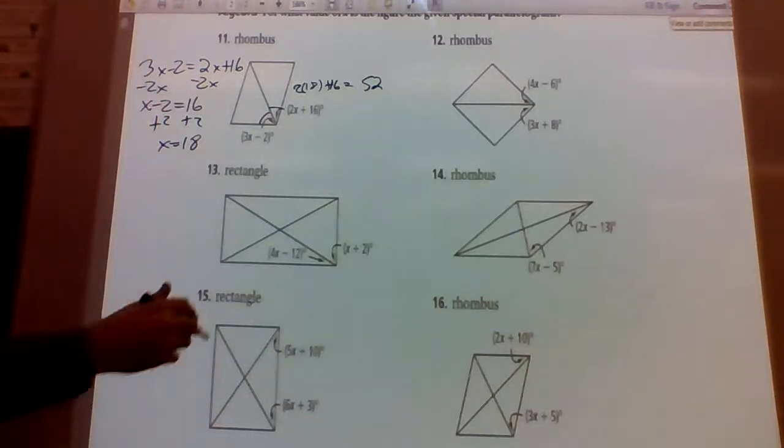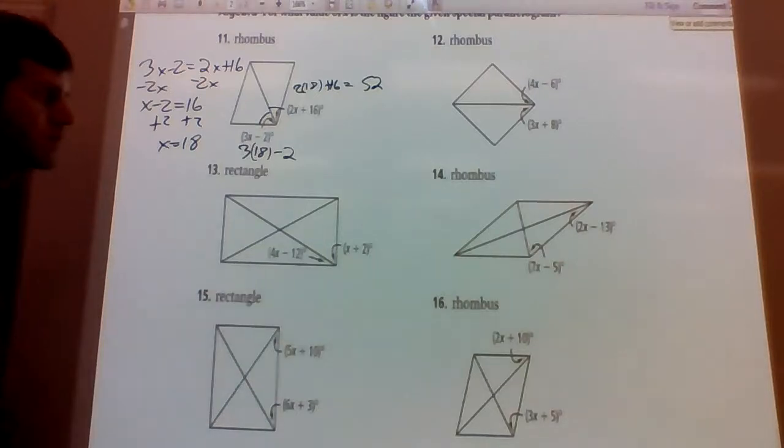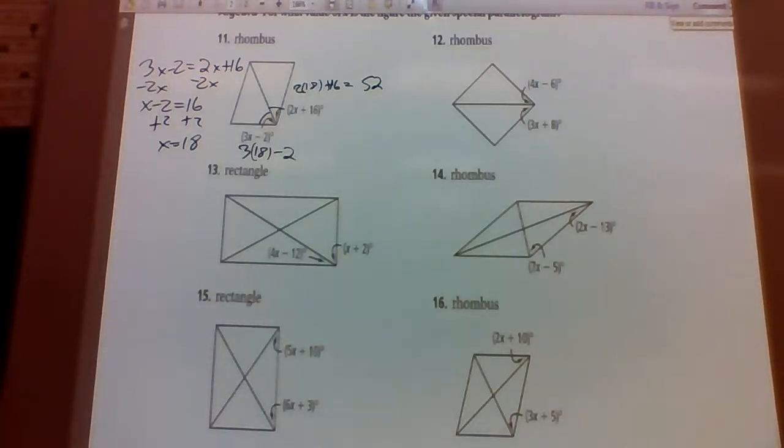3 times 18, so that's 54. 3 times 18 is 54. 3 times 20 is 60, and then 3 times 2 is 6. So 60 minus 6 is 54. So we know 3 times 18 is 54. Okay. Don't need a calculator for that.